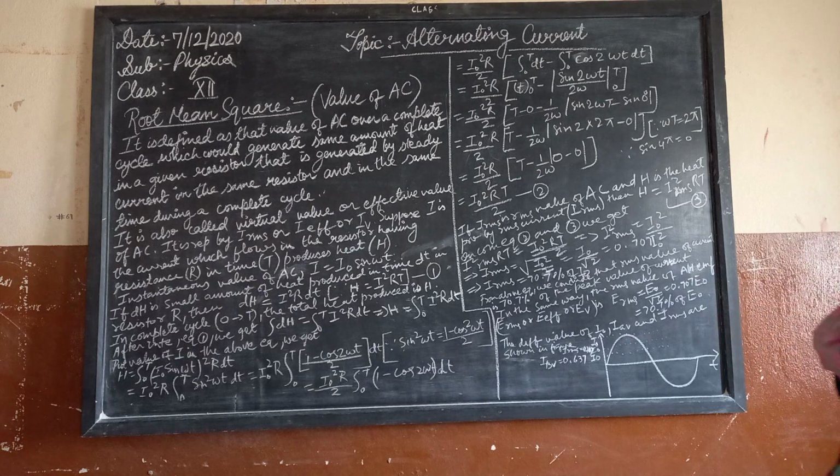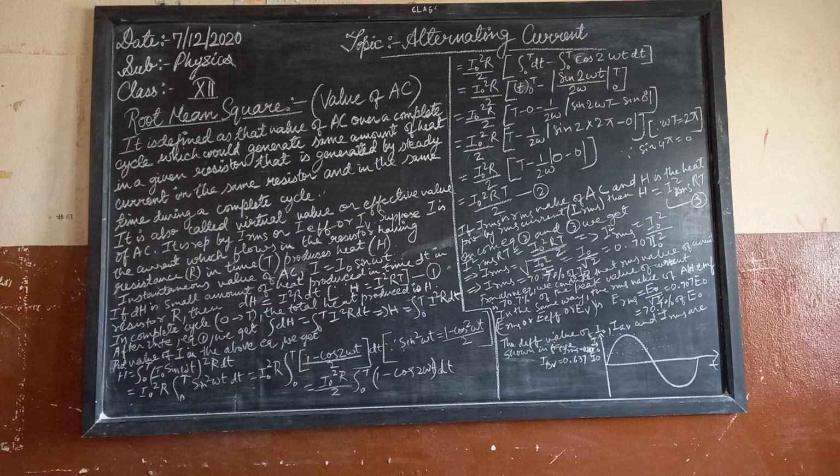It is also called virtual value or effective value of AC. It is represented by I RMS or I eff or I v. Suppose I is the current which flows through the resistor R in time T and produces heat H. We know this very well from the 10th standard onwards, what kind of heat generation will be there because of the current.